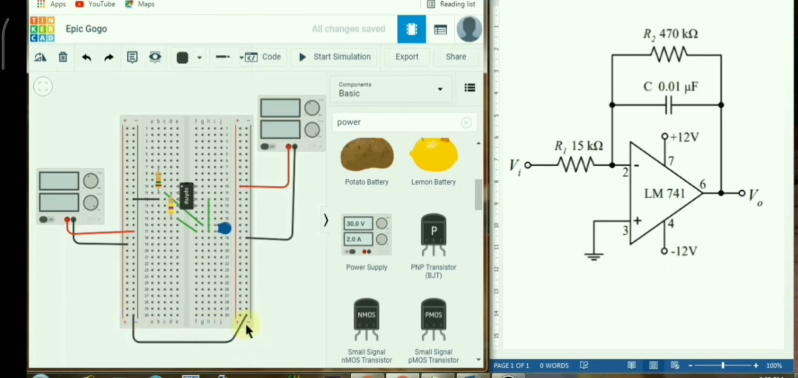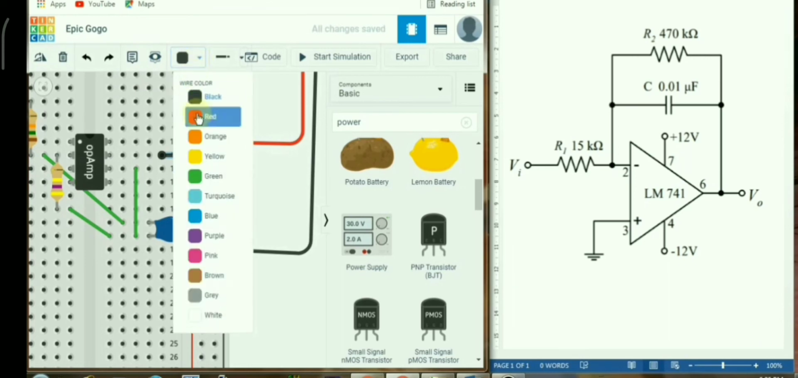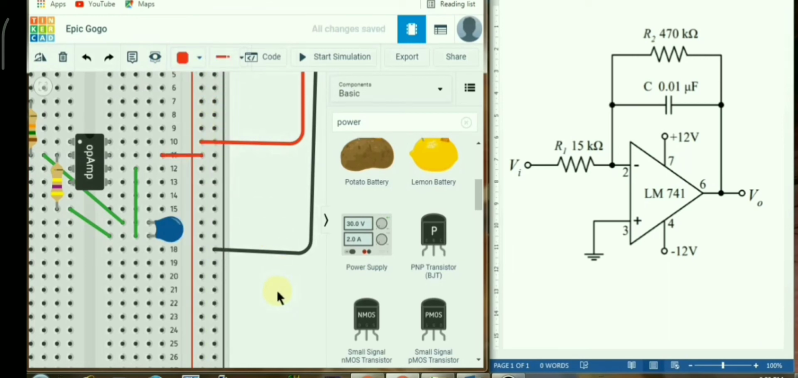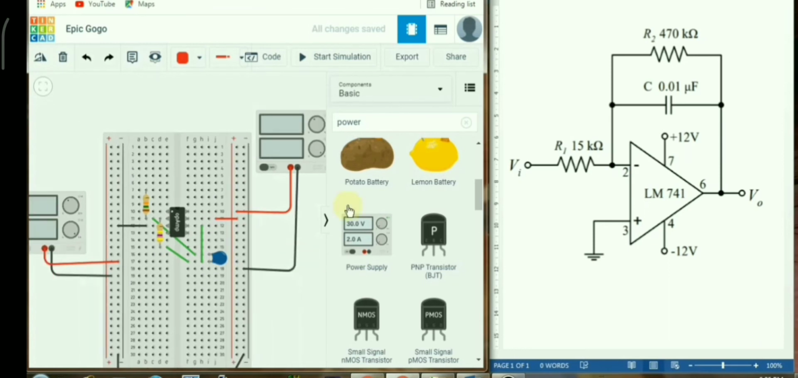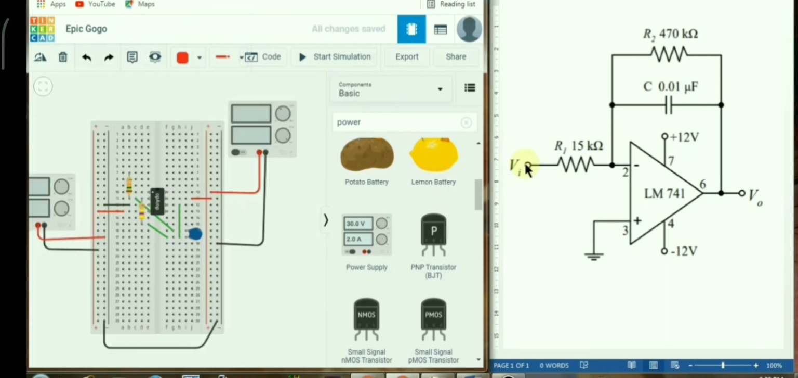Now we connect the positive power supply and negative power supply. Pin number 7 connected to the positive of this power supply. See here. Change the color to red. Now pin number 4 connected to the negative of the power supply. See here. This is the complete circuit diagram.